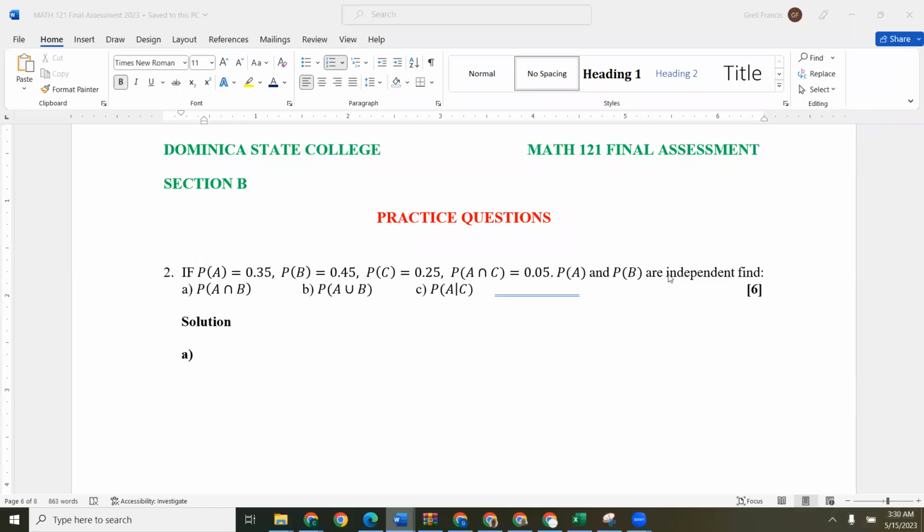Dominica State College, Math 1-1, Final Assessment, Section B, Practice Questions number 2. Here you have an algebraic approach to probability analysis.